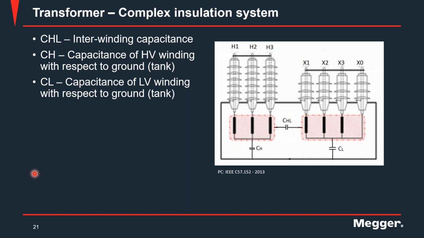The interwinding capacitance, which is the capacitance of the insulation that lies between the high voltage winding and the low voltage winding. And then you have the winding to ground capacitances, which include CHG and CLG, or CH and CL. Now this is for a two-winding transformer. If you take a three-winding transformer, then the number of these capacitance parameters increases.